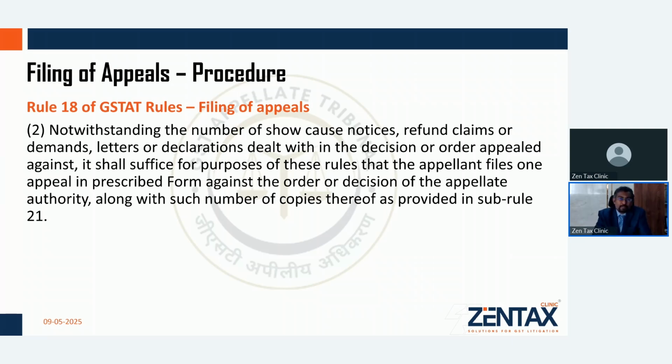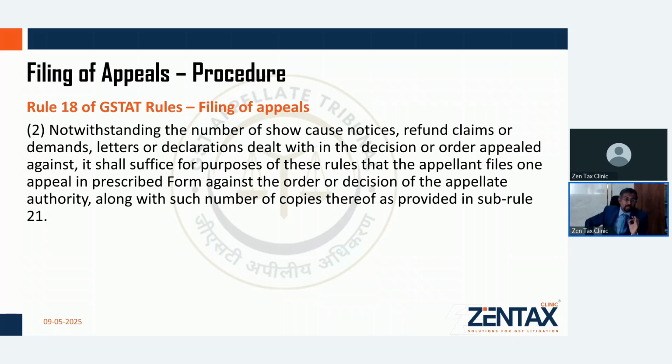It shall suffice for the purposes of these rules that the appellant files one appeal in the prescribed form against the order or the decision of the appellate authority, along with such number of copies thereof as provided in Subrule 21. We will talk about Subrule 21 in the next session. How many copies need to be presented, to whom the copies should be given, how the copies and evidences need to be prepared, we will discuss everything in detail.